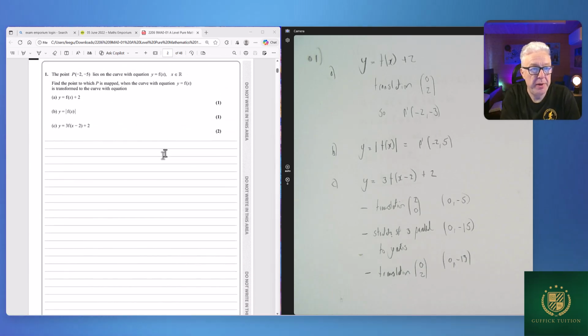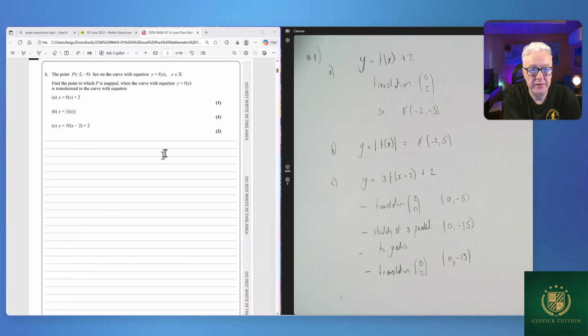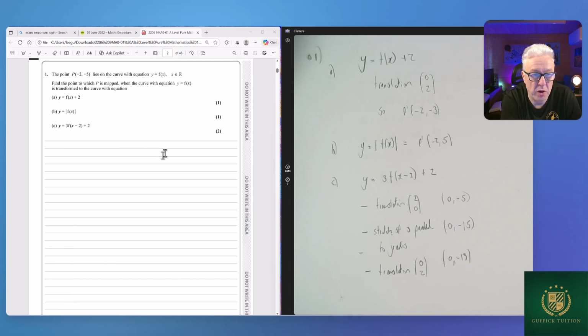It says the point P, (-2, -5), lies on the curve with the equation y = f(x). Find the point to which P is mapped when the curve with the equation y = f(x) is transformed to the curve with the equation y = f(x) + 2.